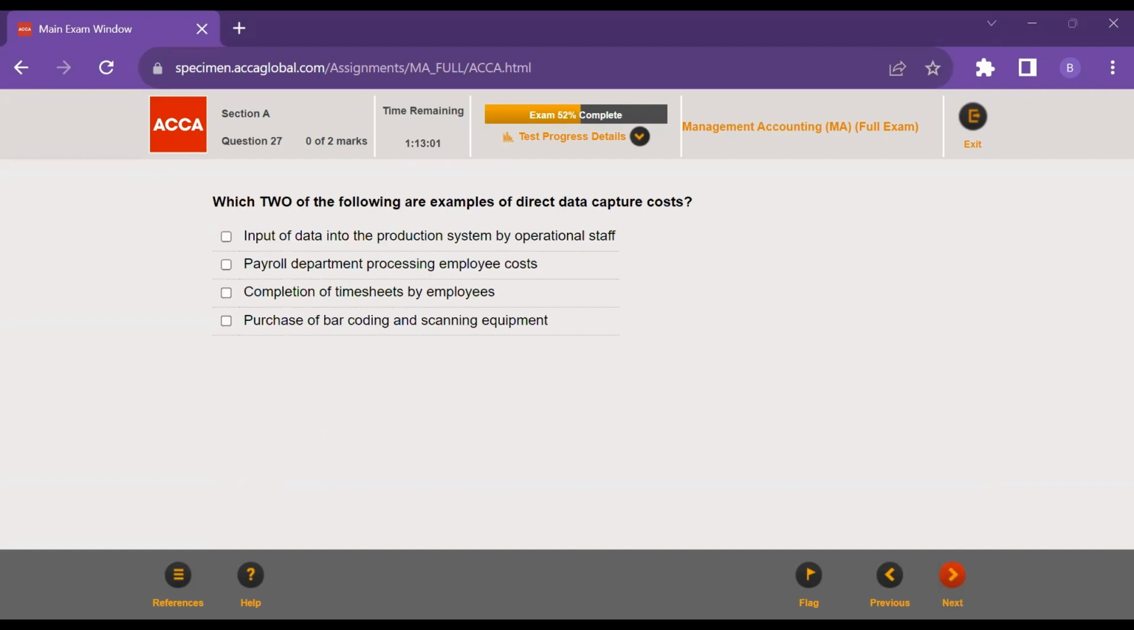Which two of the following are examples of direct data capture costs? So we have input of data into the production system by operational staff. No. Then payroll department processing employee costs. No. Completion of timesheets, yes, because this is something that you are directly incurring to capture your data. Purchase of barcode scanning equipment, definitely this is also some direct cost that you are incurring to capture the data.